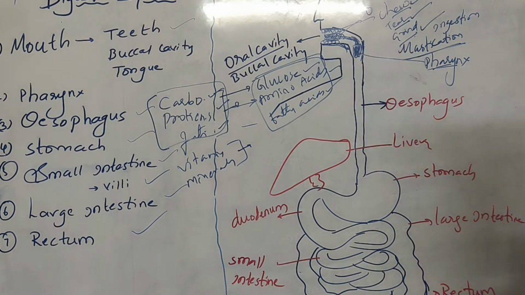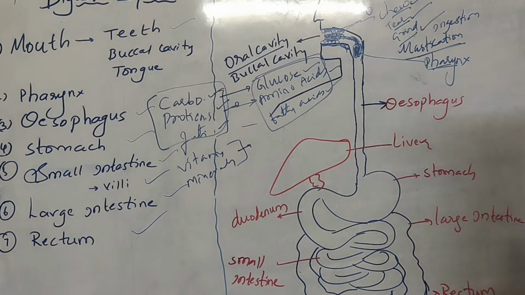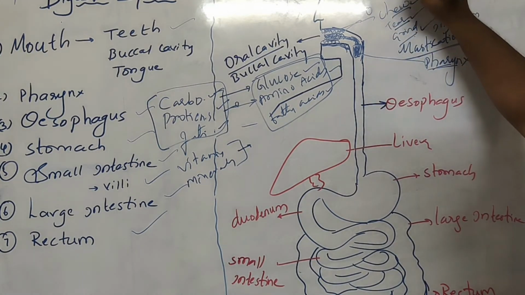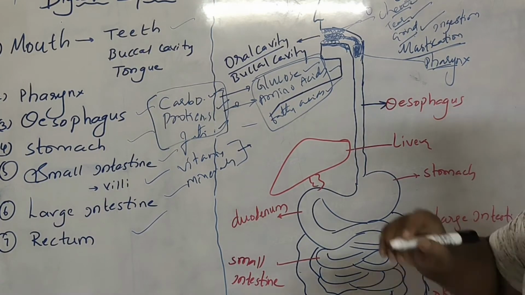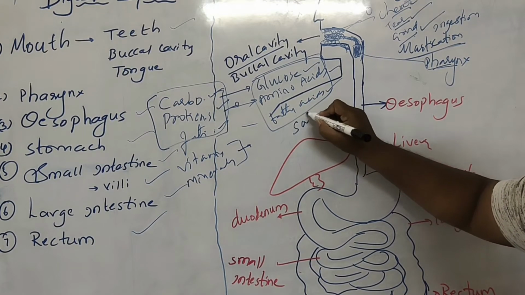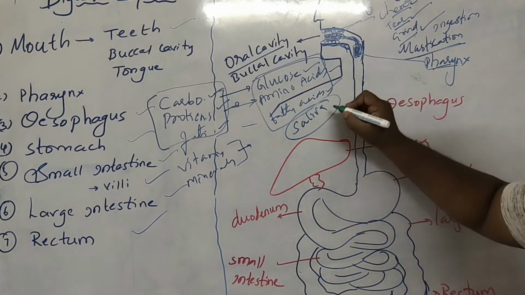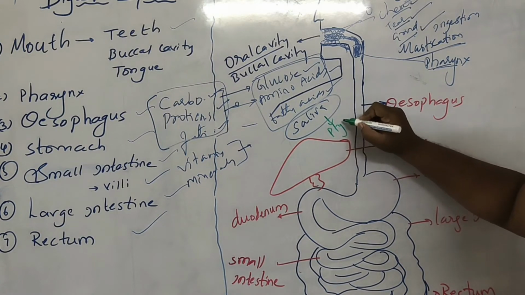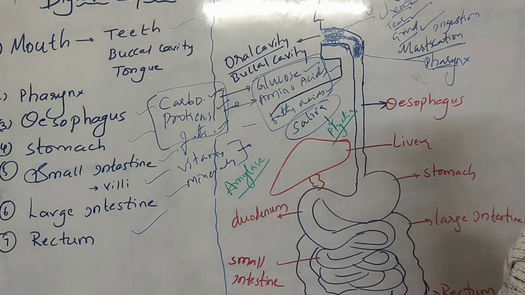Is it clear, children? Now I would like to talk about the mouth once again. Here in the mouth, there are 3 pairs of glands which are known as salivary glands. Salivary glands are very important because they secrete a jelly-like liquid substance which is called saliva. This saliva contains an enzyme called ptyalin, or else you can call it amylase.